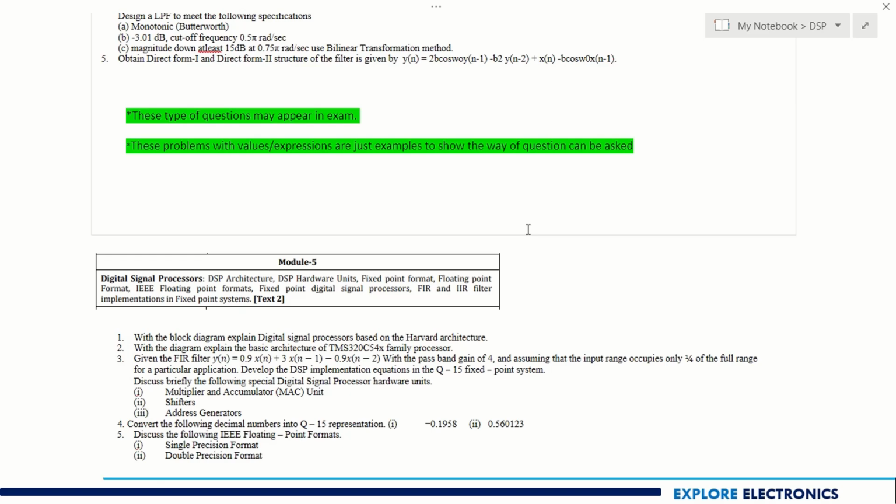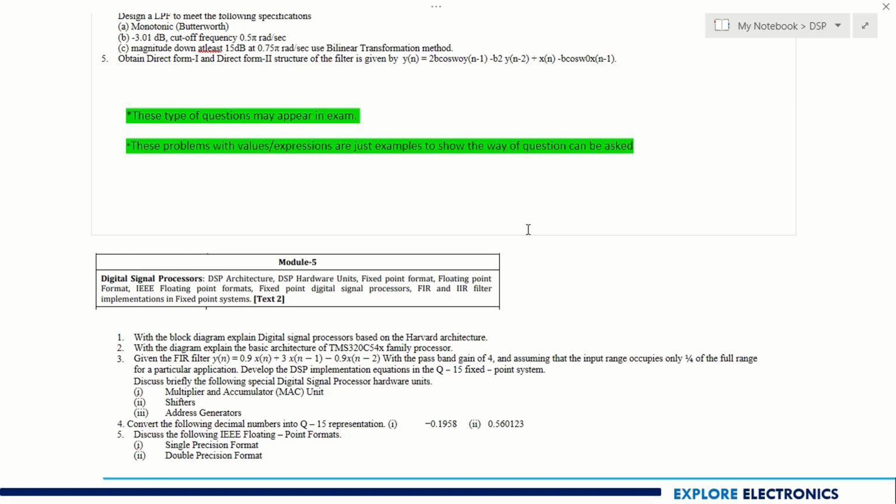And discuss briefly the following DSP hardware units. You can expect this question. So here block diagram and explanation kind of questions you may get in module 5. And also convert the following decimal numbers into Q15 representation, and discuss the following IEEE floating point formats. So in module 5, you can easily get marks. You can learn all these theory questions that you will get here.